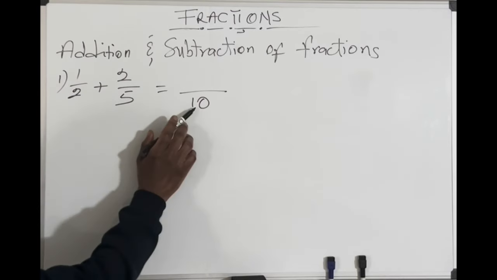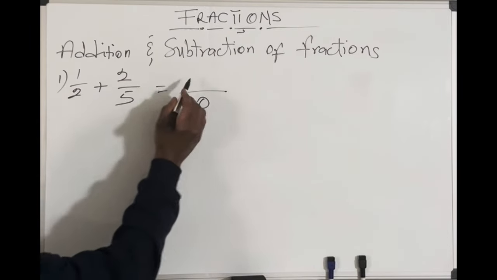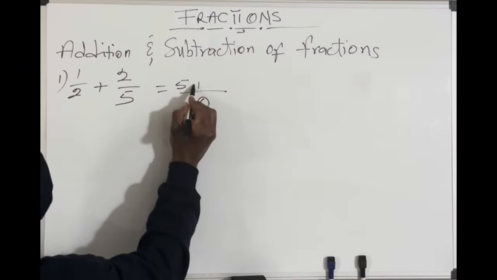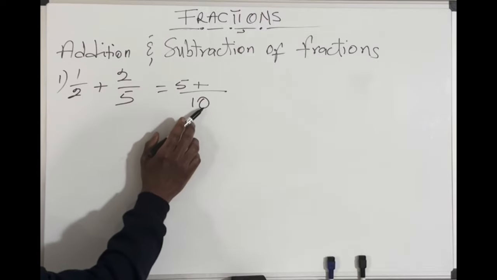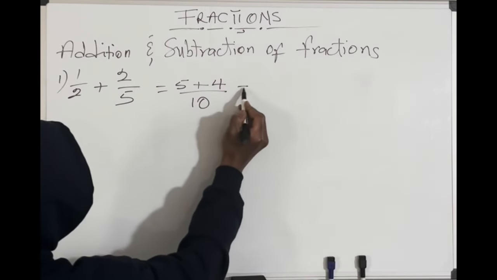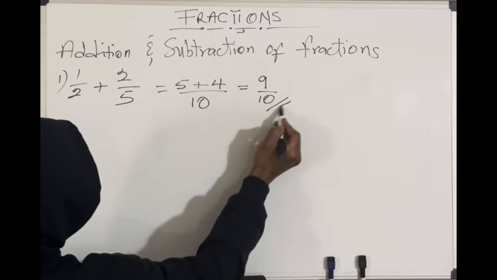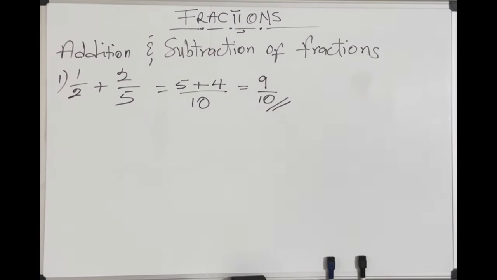Then 2 will go into 10 how many times? 5. Multiply that 5 by 1, 5. Plus, 5 goes into 10 how many times? 2. 2 times 2 is 4. So we have what? 9 over 10. Our final answer. Okay.